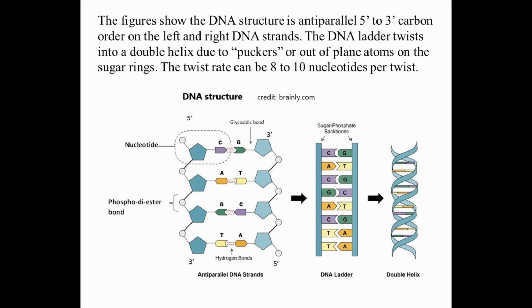The figure shows the DNA structure is anti-parallel in the 5' to 3' carbon order on the left and right DNA strands. The DNA ladder twists into a double helix due to puckers or out-of-plane atoms on the sugar rings. The twist rate can be 8 to 10 nucleotides per twist.